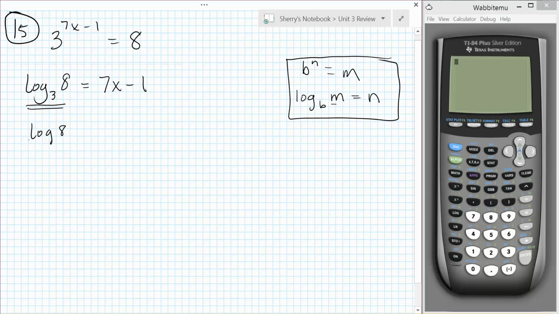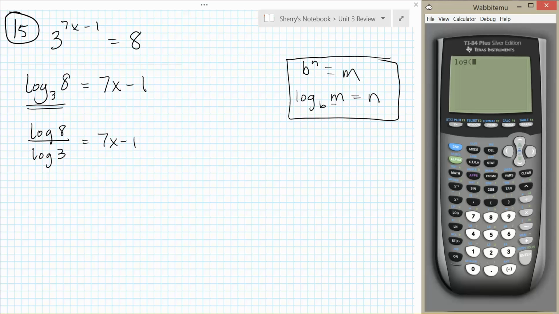If you don't have a function where you can do that, remember we can use the common log button, which every scientific calculator will have, and we start by saying that's the log of 8, and then divide it by the log of the base, which is log of 3. Okay, so let's find that value on our calculator over here.